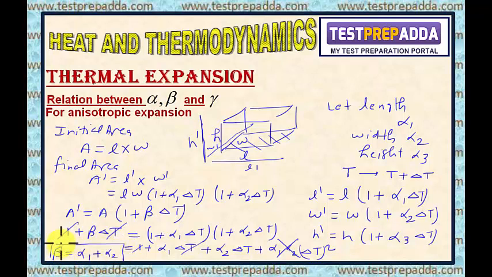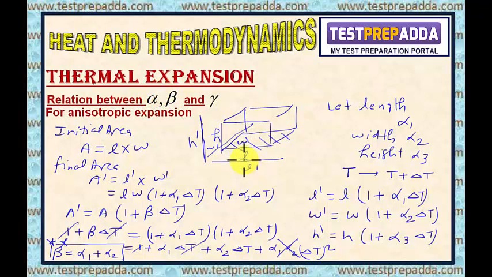Very special relation. This is for what type of expansion? Anisotropic, where the coefficient of linear expansion is different in different directions. So beta is coming as alpha 1 plus alpha 2. Beta is the coefficient of superficial expansion. Now I will try to find the relation between this gamma and alpha. And for that I will find the volume.